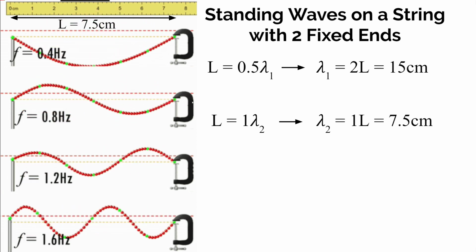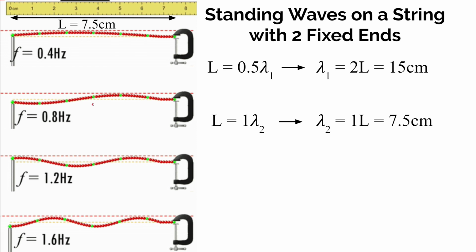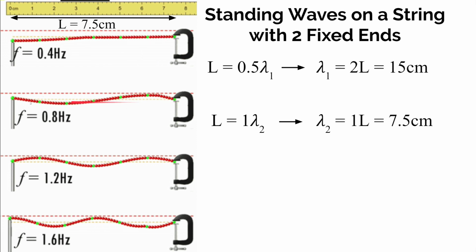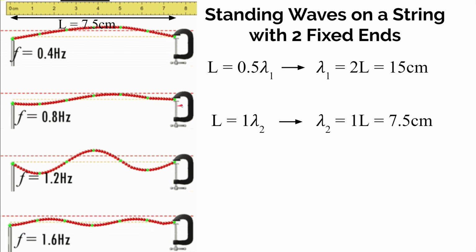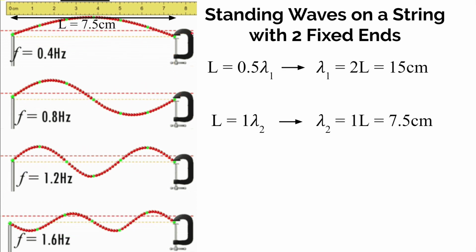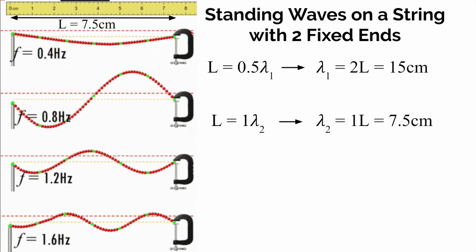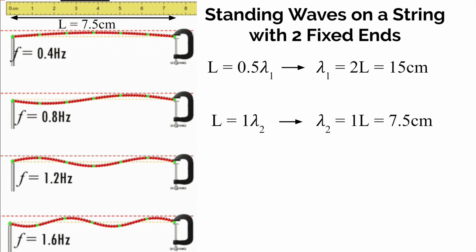And notice we have how many nodes in this standing wave? Well, we have 1 on either end, and we have 1 in the middle. And we have 2 antinodes. Notice that these 3 nodes here are evenly spaced, and these 2 antinodes are evenly spaced. That's one thing we're going to find out in all standing waves: the nodes are going to be all evenly spaced.